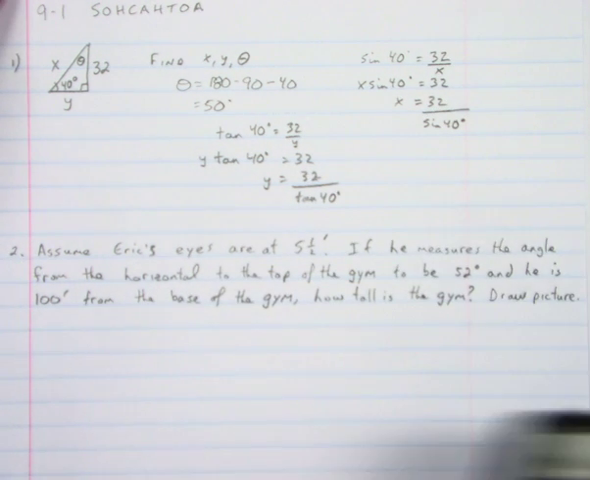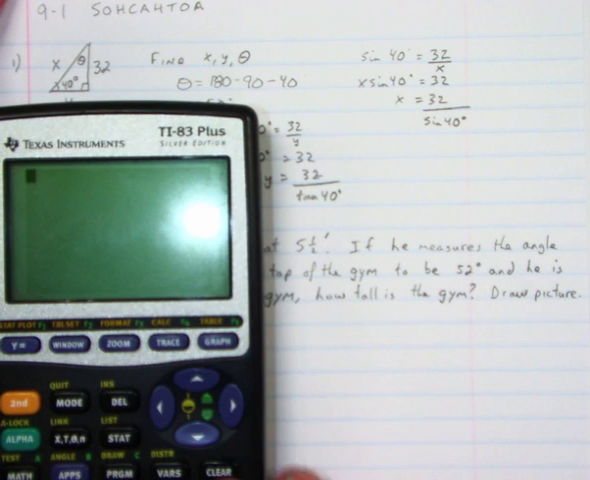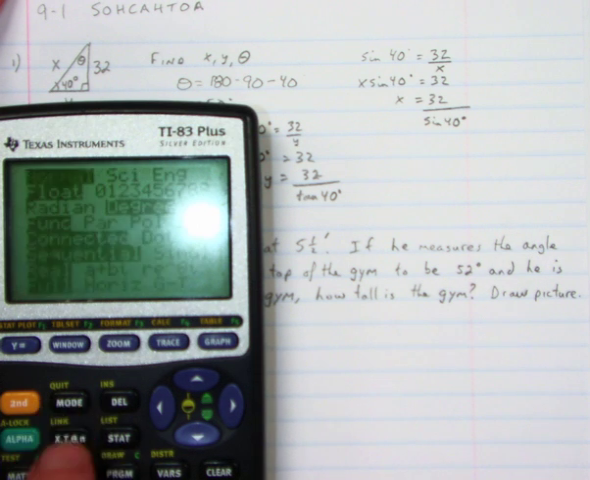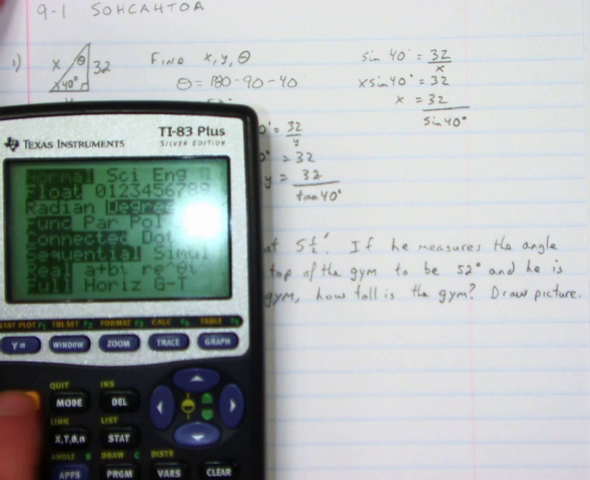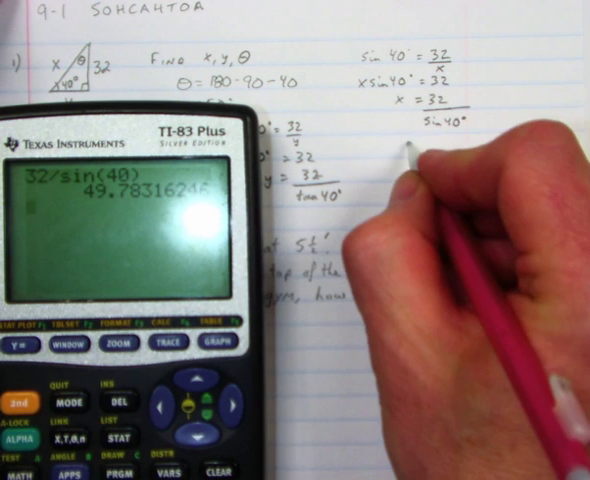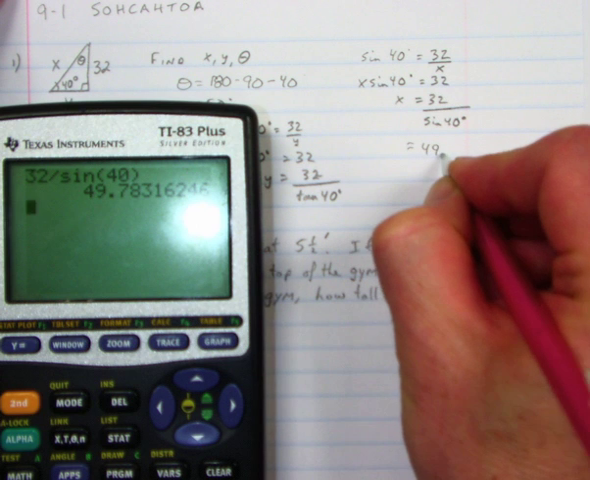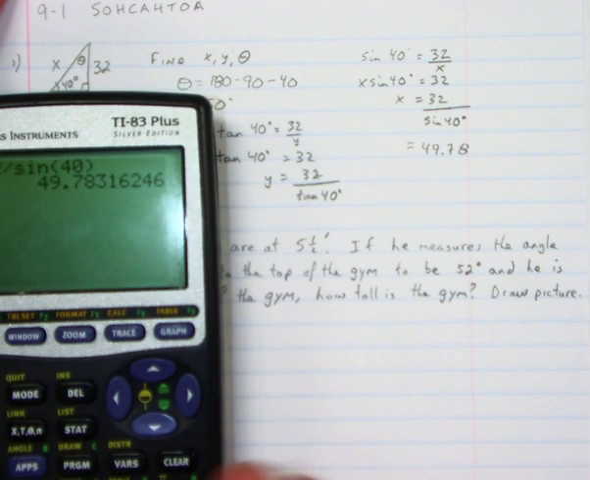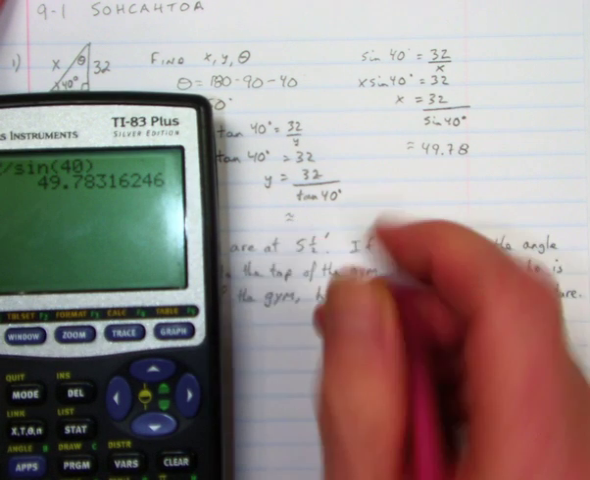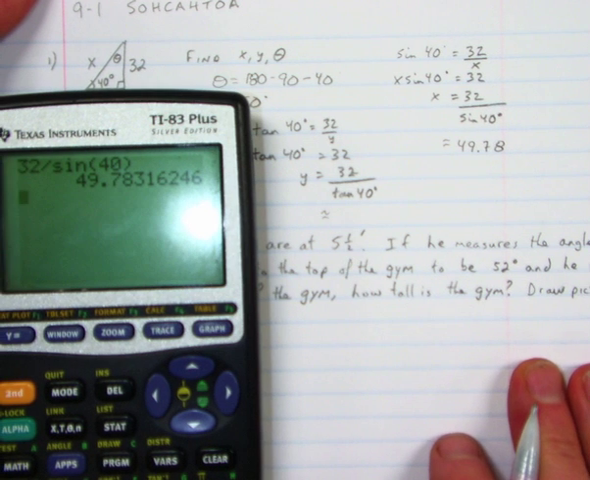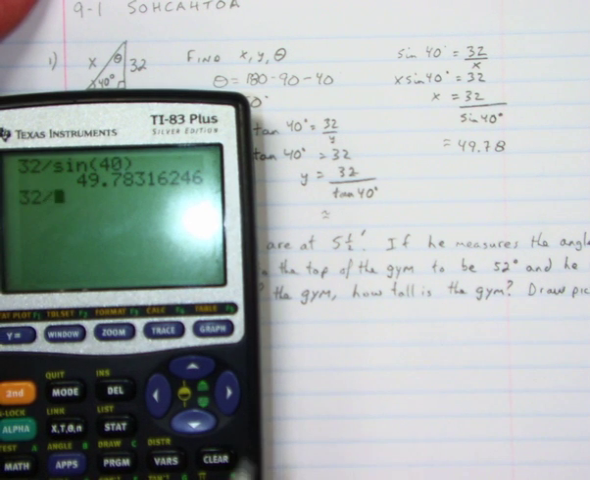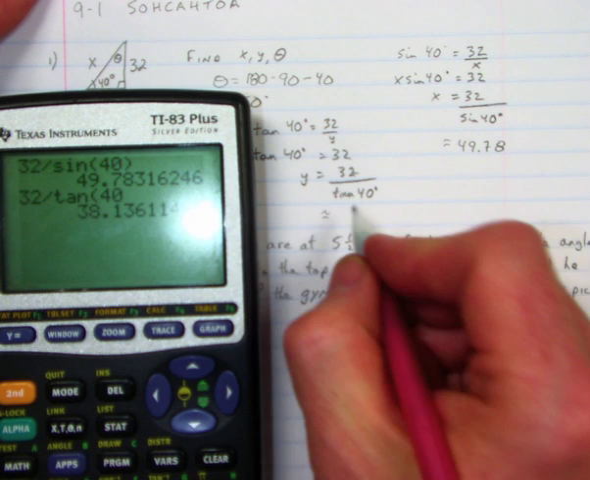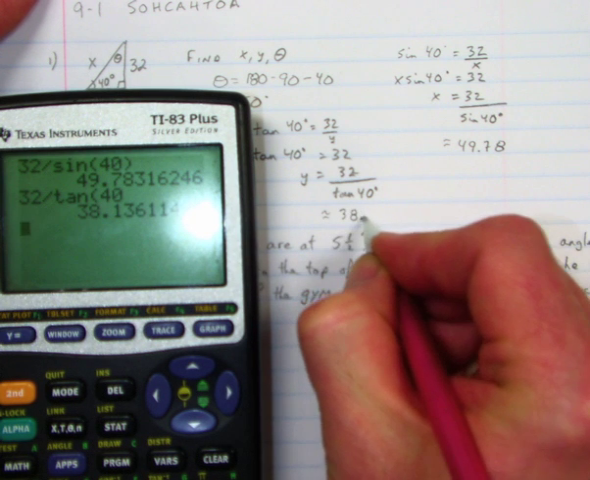So now let's take out our calculator. See if we can see this okay. 32 divided by sine 40. Let me have a quick check to make sure I'm in the right mode. Yes, I'm in degrees. Hit enter, and I get approximately 49.78. I don't have any units for that, so that would be it for there. And then we're going to do a similar thing for the next one, except this time we will go 32 divided by the tangent of 40, and we get approximately 38.14.